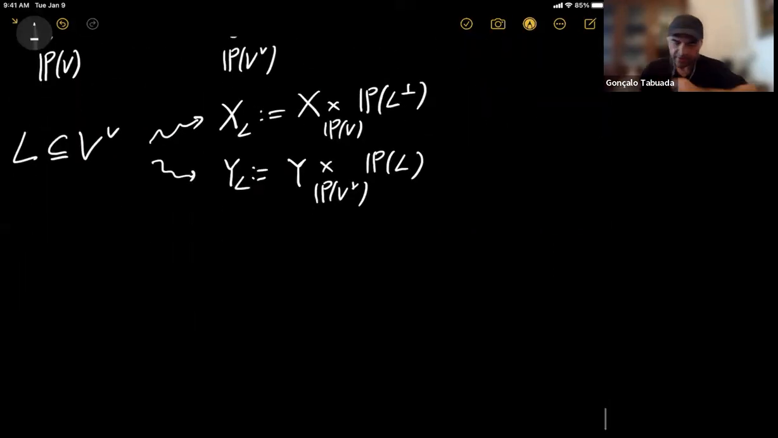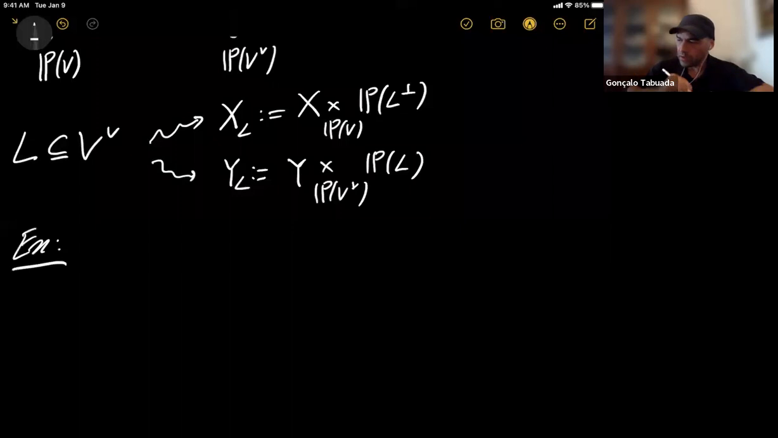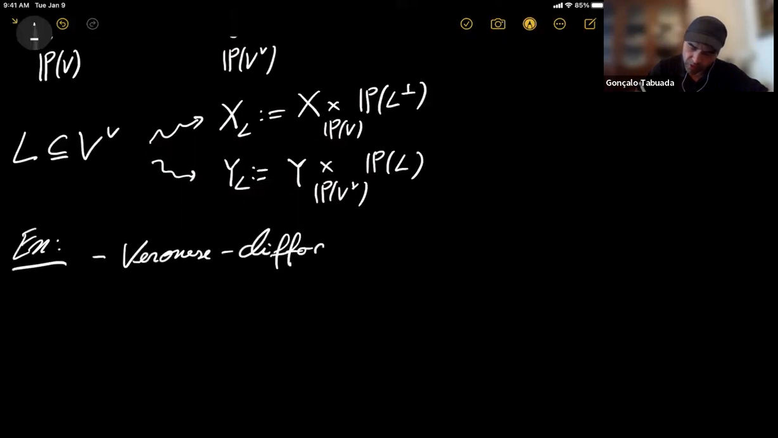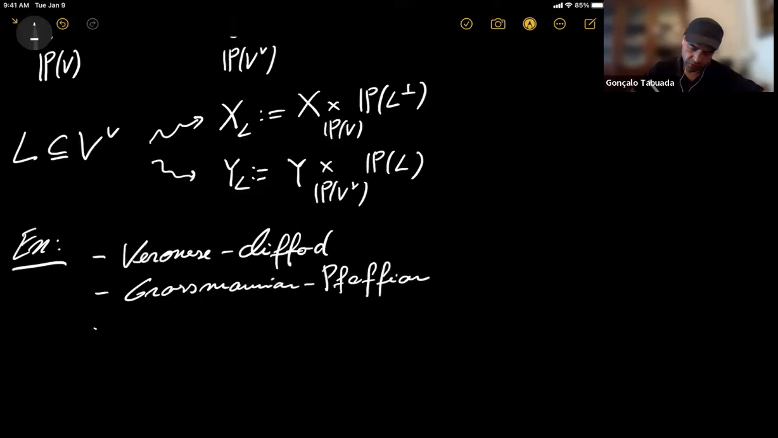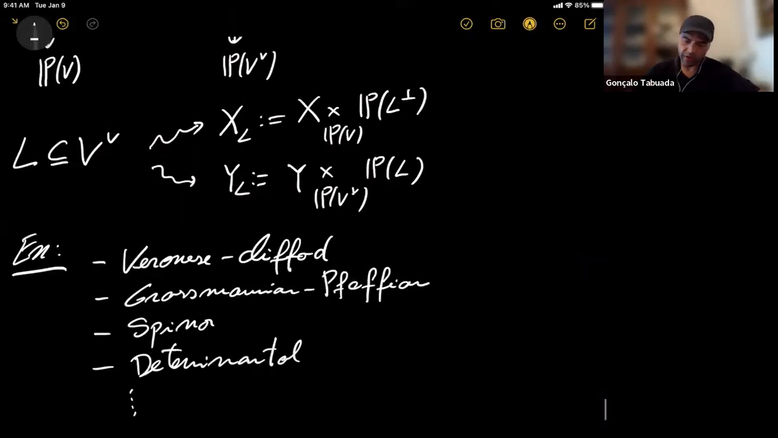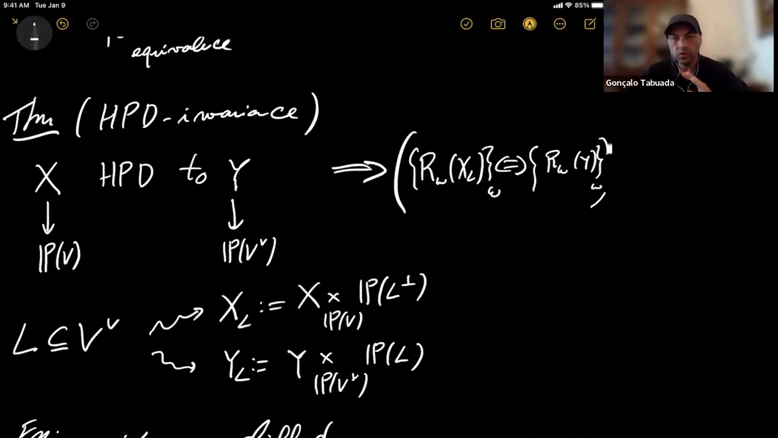Well, there are many examples of homological projective dualities. I do not have time to talk about this. Let me just mention: there is something called the Veronese-Clifford HPD duality. There is the Grassmannian-Pfaffian duality. There is the spinor duality. There is the determinantal duality, etc. Whenever you are in such a setting where you have these HPD duals, the conjectures do not change. So again, another property of the conjecture.